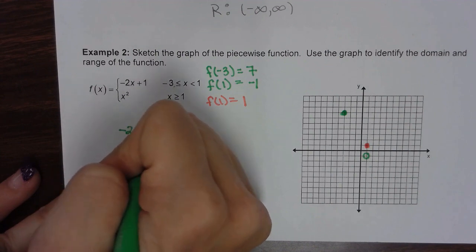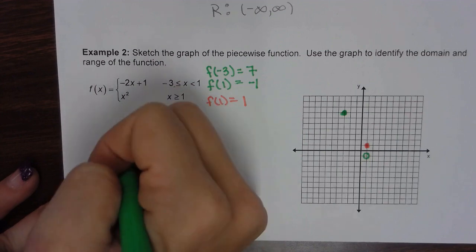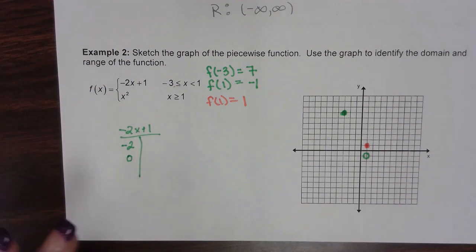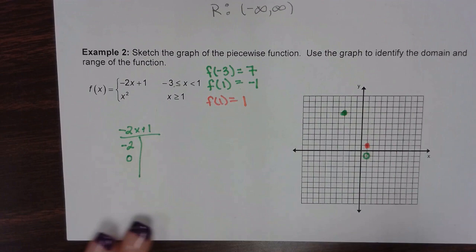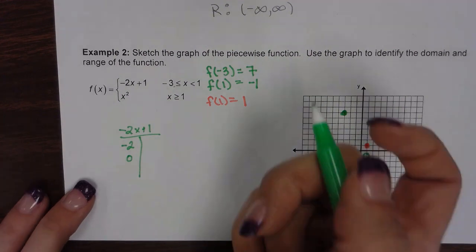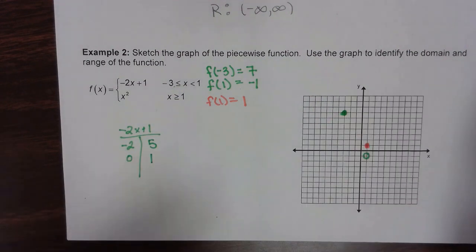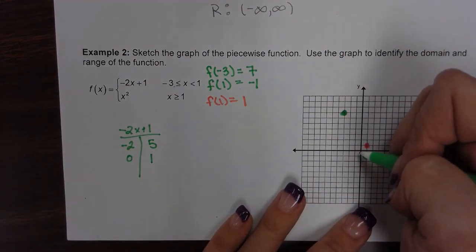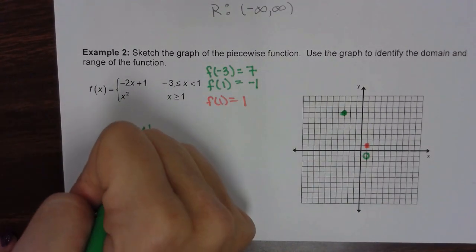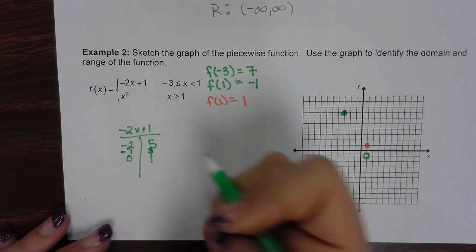Negative 2x plus 1. We are going to go from negative 3 to 1. So I'm just covering negative 2 and 0 because I already have negative 3 and 1 there. Negative 2 times negative 2 is positive 4. Positive 4 plus 1 is 5. When we plug in 0, we get 1. Oh, I guess I could have done negative 1, which would give me 3. There we go. Sorry, guys.